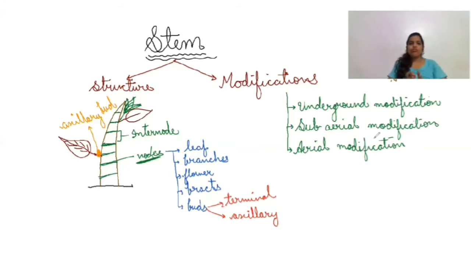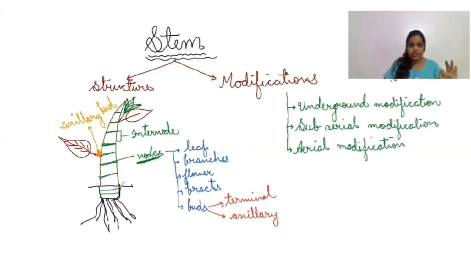Okay, so coming to these modifications, we have classified them into three types depending on the part of the stem which is actually getting modified. Now, what is this underground modification? So guys, let me tell you, some part of the stem is sometimes present in the soil also. Then it starts forming roots. So the part of the stem which is present within the soil is known as the underground part, which will also have nodes and internodes present on it.